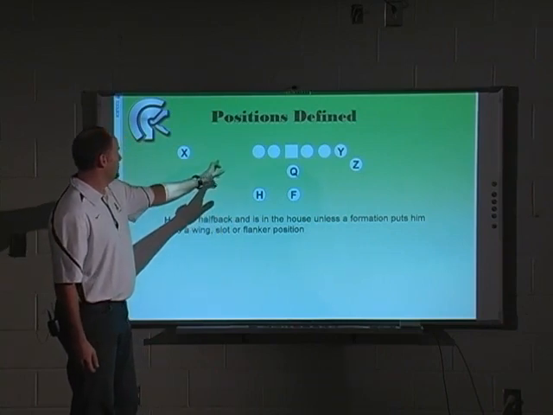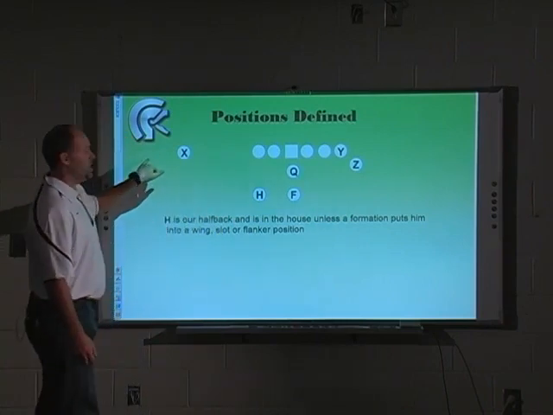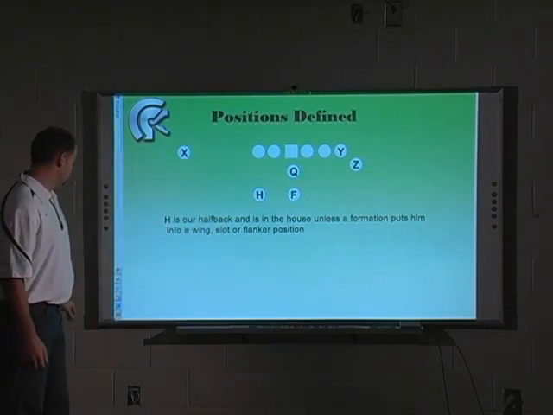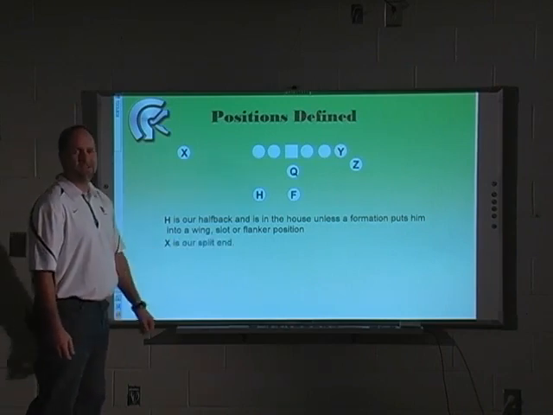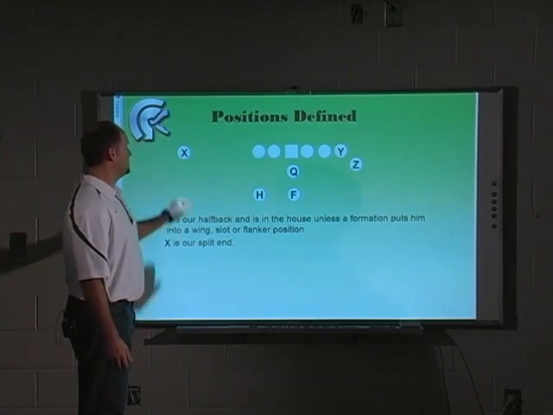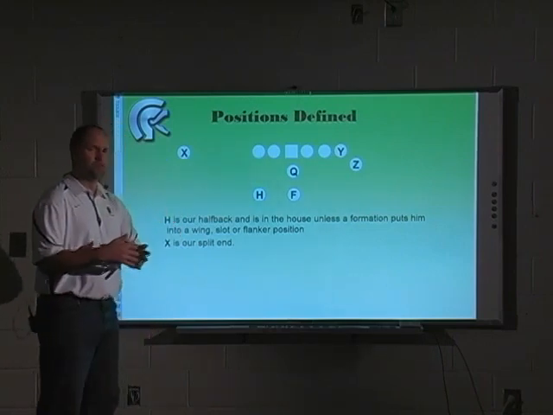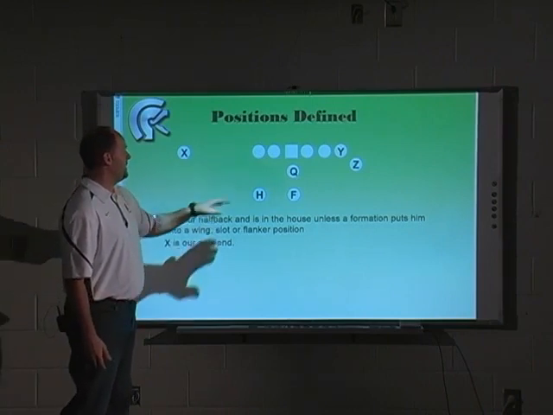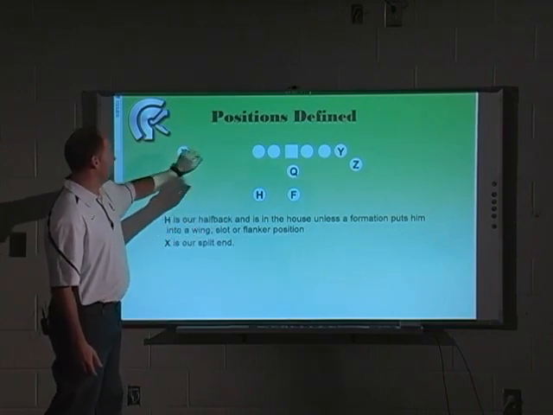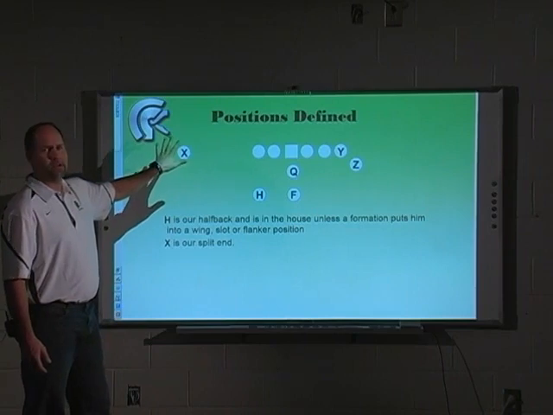We could put him into a wide slot, or we could also put him into a flanker position. The second player we want to talk about is our X. Our X is our split end, and his alignments are going to be adjusted dependent upon the type of formation that we have. He could be in a snug set, he could be in a squeeze set, or he could be all the way out here in our wide set.